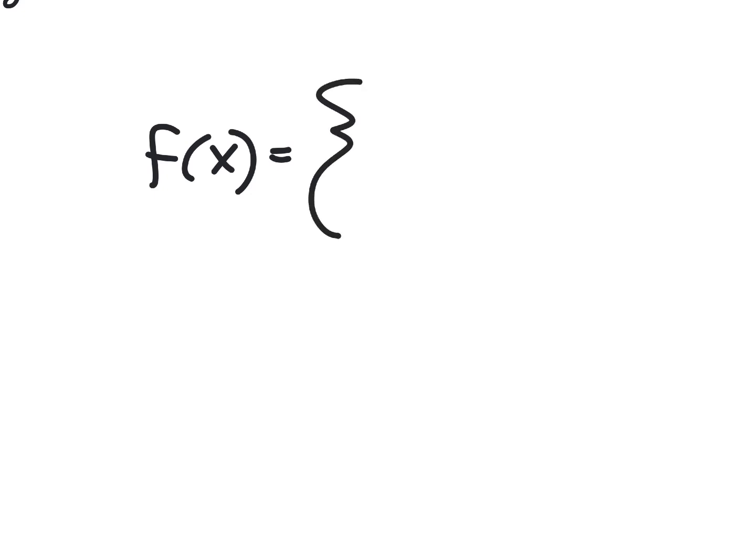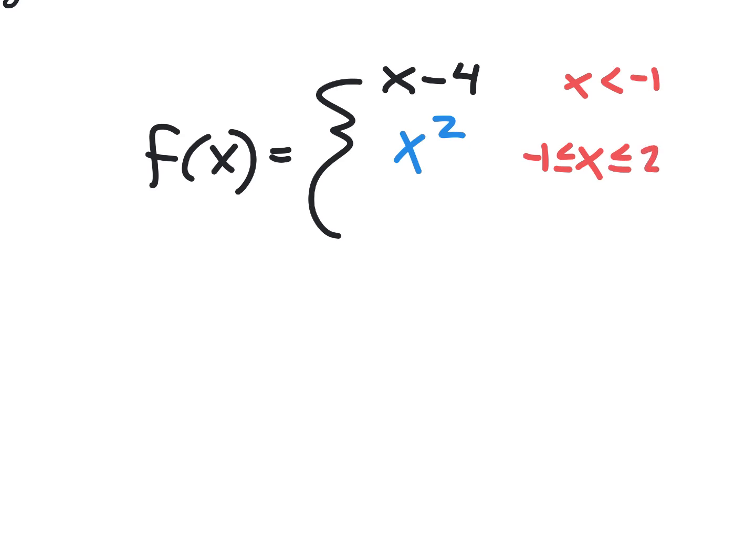It's going to be x minus 4 when x is less than negative 1. It's going to be x squared when x is between negative 1 and 2. And then it's going to be absolute value of x when x is, there's only one place left. Can you do it?